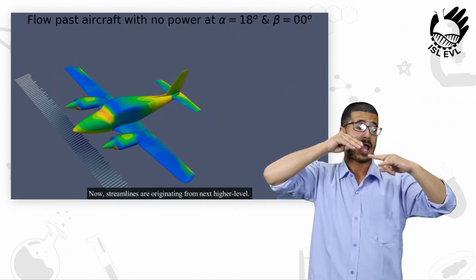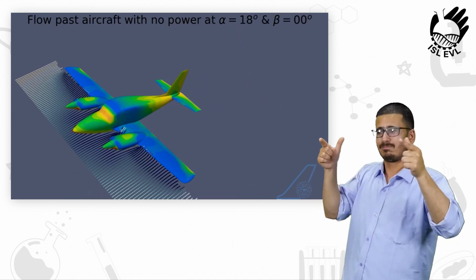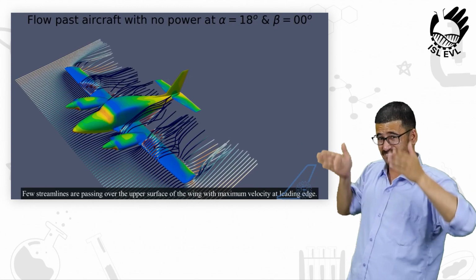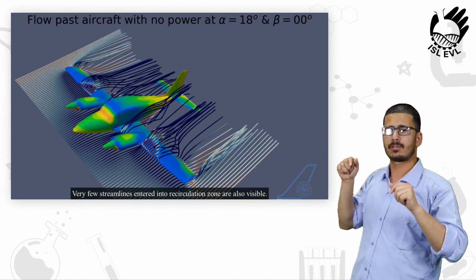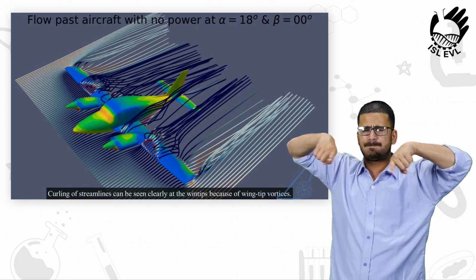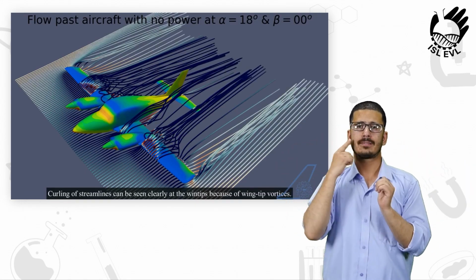Now, streamlines are originating from next higher level. Few streamlines are passing over the upper surface of the wing with maximum velocity at leading edge. Very few streamlines entered into recirculation zone are also visible. Curling of streamlines can be seen clearly at the wingtips because of wingtip vortices.